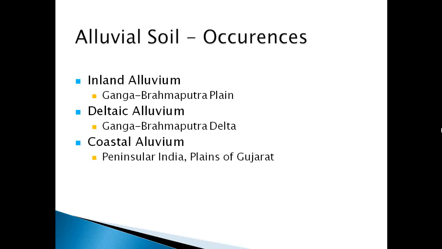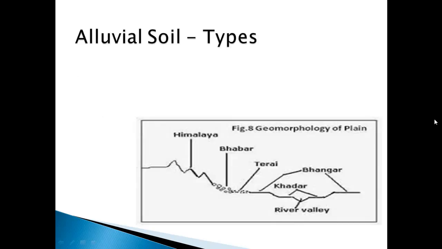In India, the northern plains are mainly covered with inland alluvium. It mainly comprises the Ganga-Brahmaputra plains and it is highly fertile land. Deltaic alluvium is mainly confined to the Ganga-Brahmaputra delta. Coastal alluvium soil is mainly found in peninsular India and the plains of Gujarat. Now we'll see the different types of alluvial soil. There are two types, Khadar and Bhangar. Khadar soil is newly deposited alluvial soil and Bhangar soil is old deposited alluvial soil.